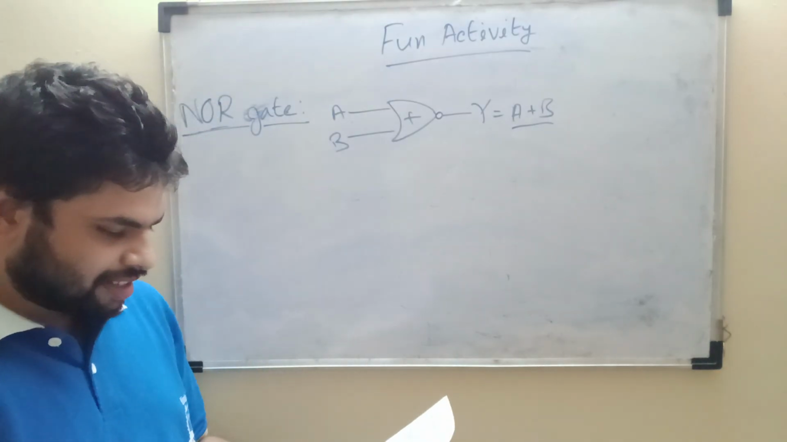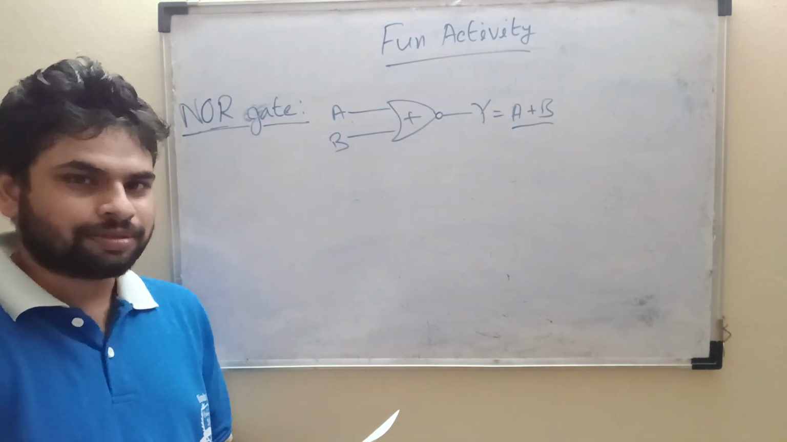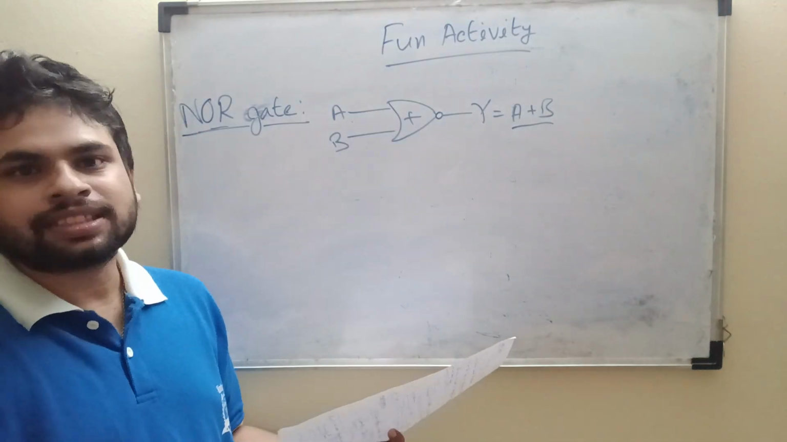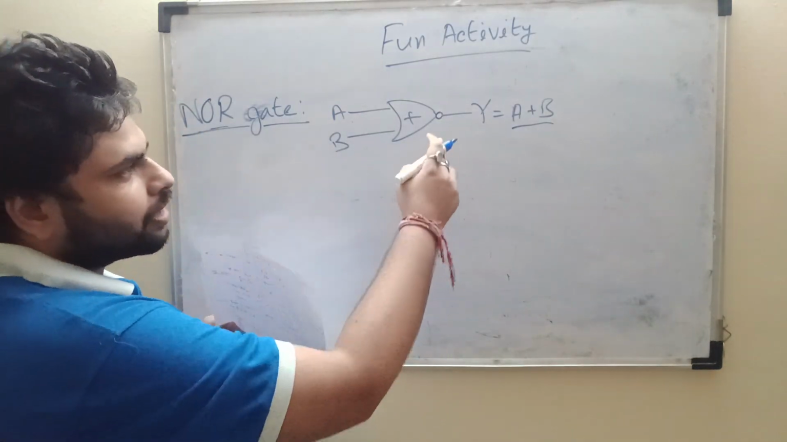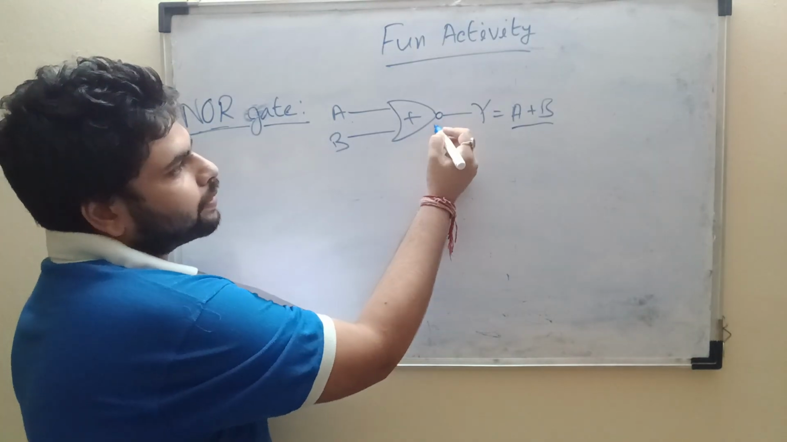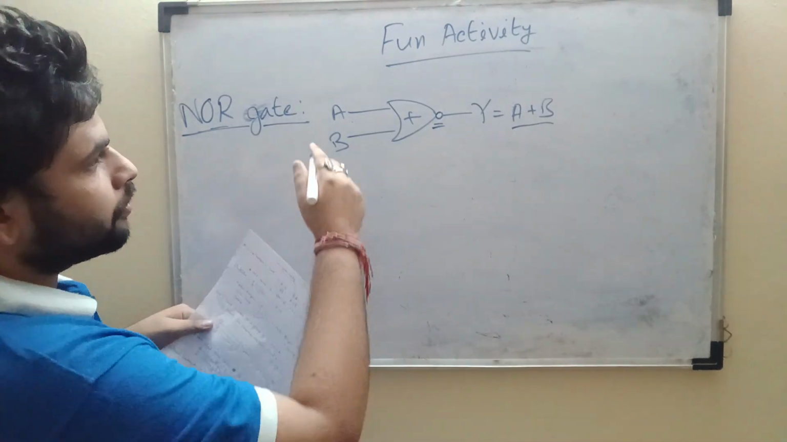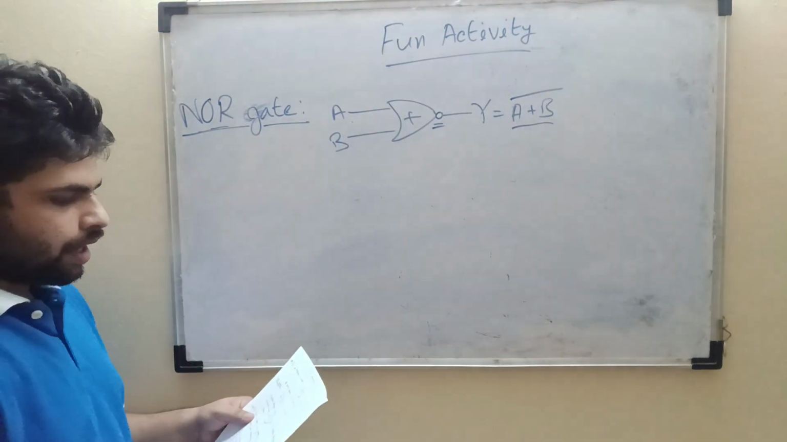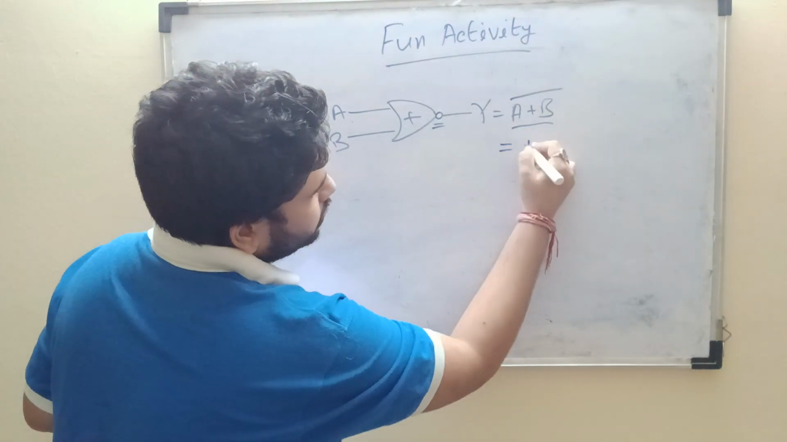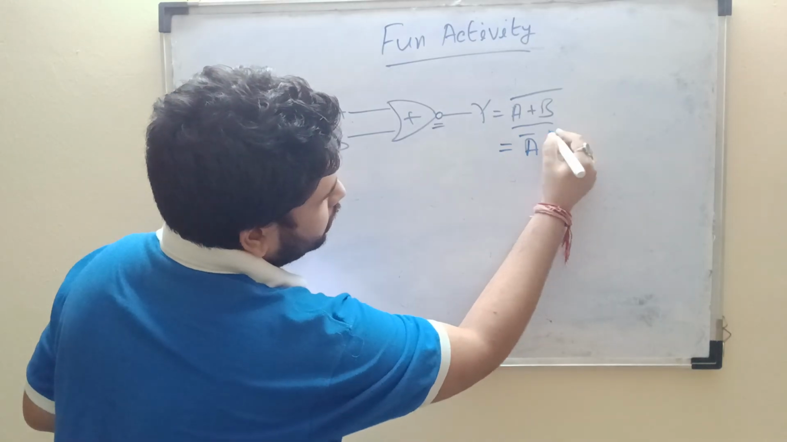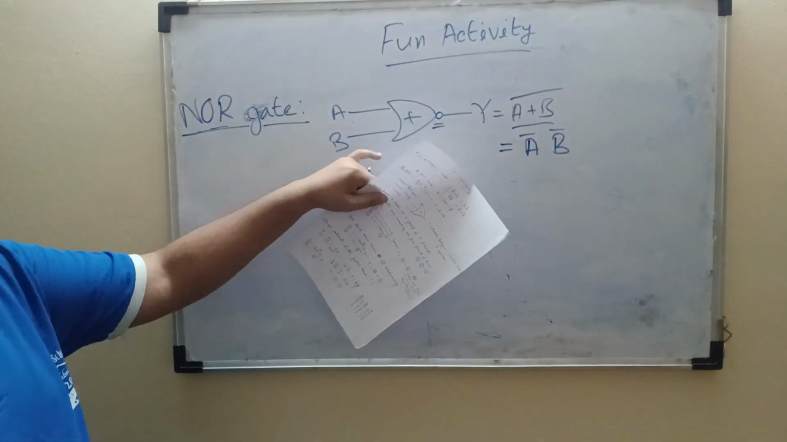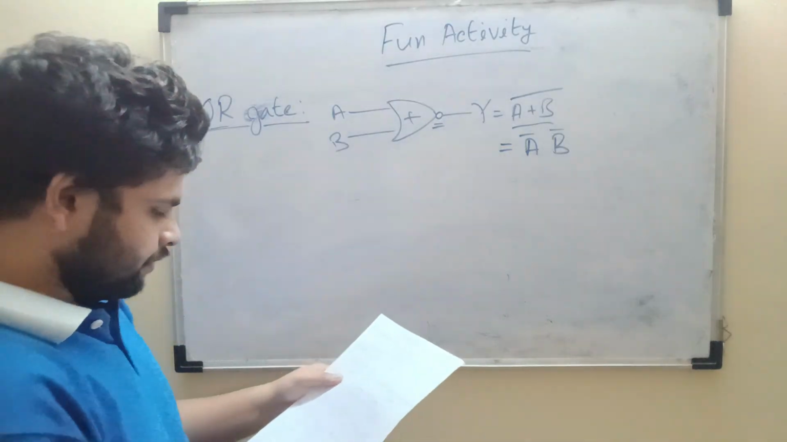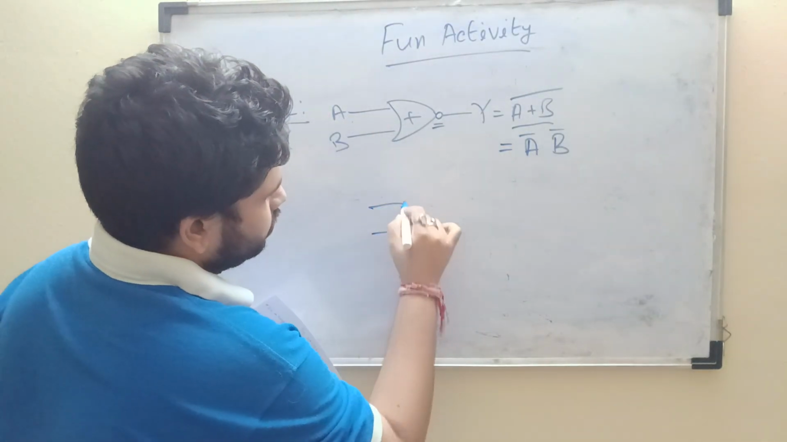So let's talk about the NOR gate right now. The NOR gate is just like OR plus NOT. When a NOT gate is introduced to the OR gate, we get a bubble here, and the output becomes A plus B whole bar, which gives us A bar B bar. So this operation can be signified as this.